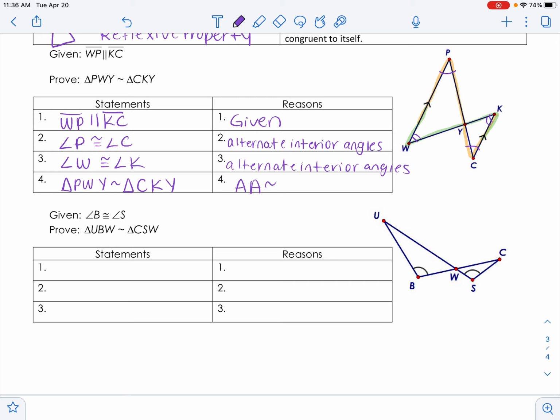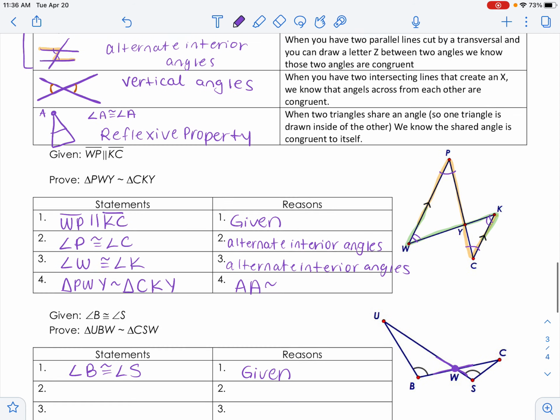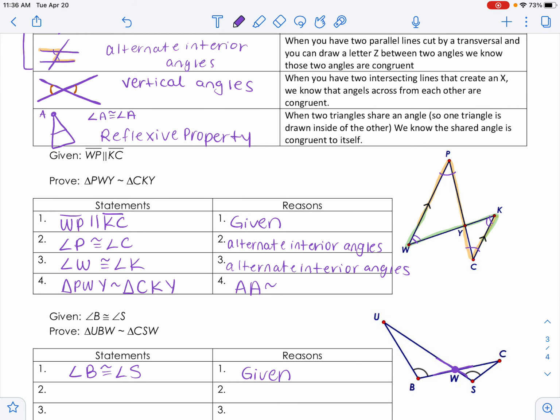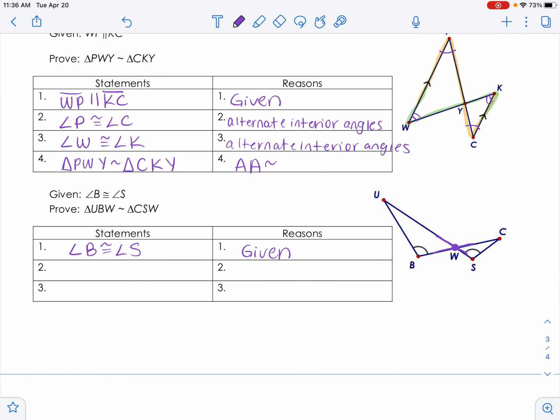All right, and then this last one here, again, we always start with the given. So angle B is congruent to angle S. And looking at this picture, there's another angle pair I know to be congruent. Notice that the two triangles meet at a point where we have intersecting lines. Just like we saw above, where you have that X, you get vertical angles. So I know that this angle is congruent to that one.